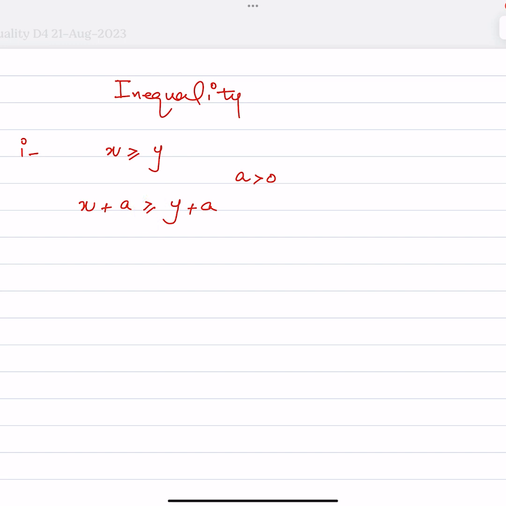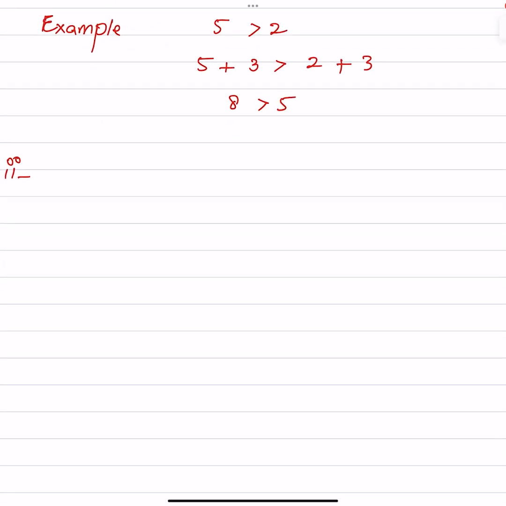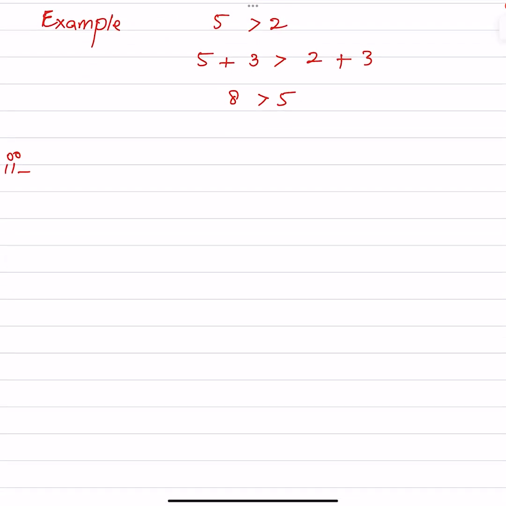Similarly, let's do one example to further understand this. For example, 5 is greater than 2, and if I add a positive number on both sides, you will see the inequality sign will not be disturbed. So that will be 8, and 8 is still greater than 5. And similarly, a was positive, so when you have added a on both sides, you still get the greater than or equal to sign. Let's do another example.